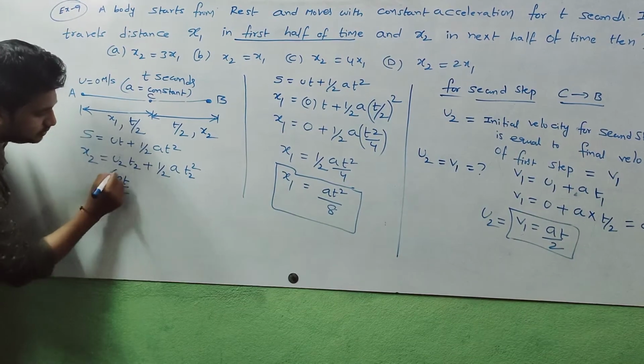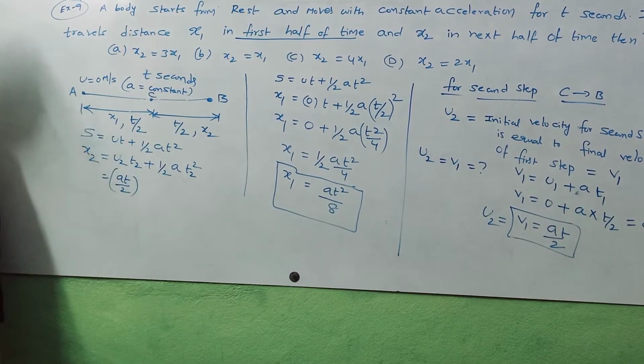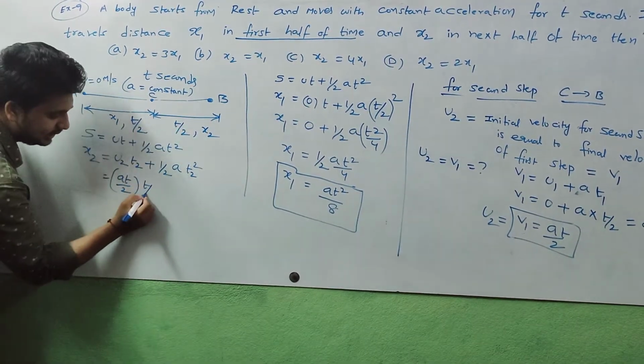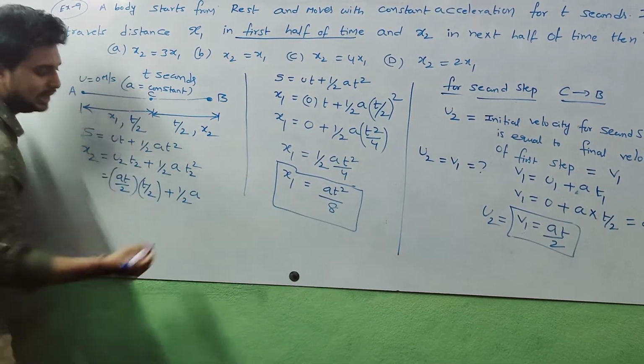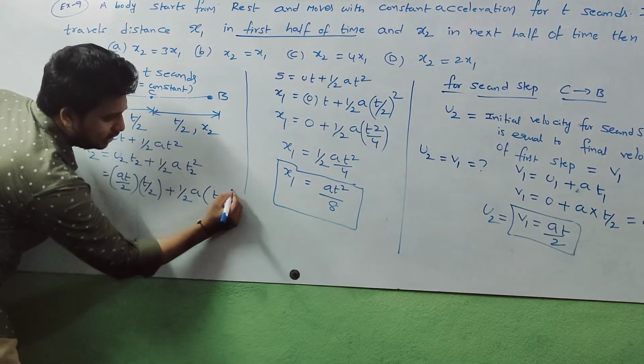At by 2 into t2, means t2 is also t by 2. So t by 2 plus half into acceleration a only. What is t2 equal to here? T by 2 whole square.